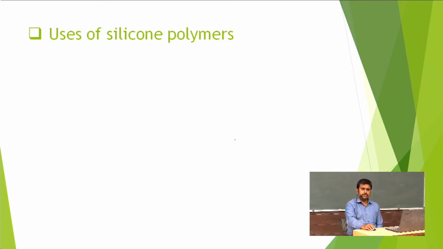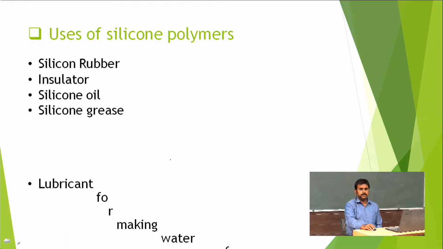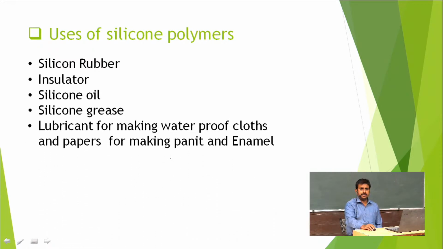There are different types of uses of silicone polymers. For example, silicone rubber. We use silicone rubber for insulators, as we have already discussed that they are electrically neutral. Silicone oil is used as a lubricant and for different purposes. Silicone grease is also used for lubrication. They are used for making waterproof clothes, and for making paint and enamel. This is one of the important uses nowadays for which silicones are used.